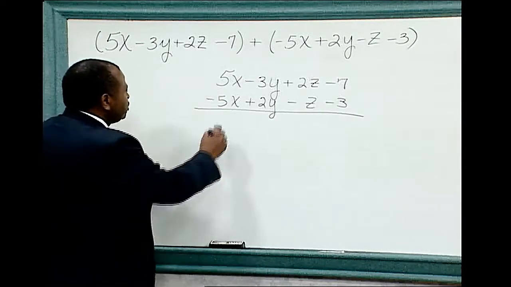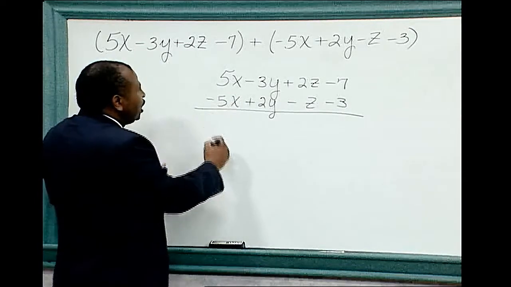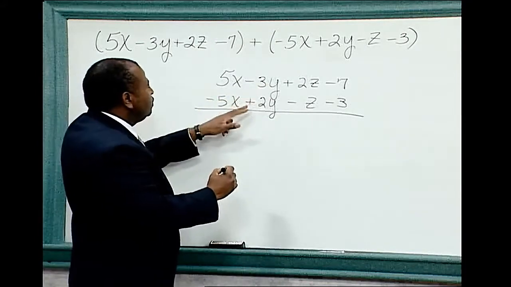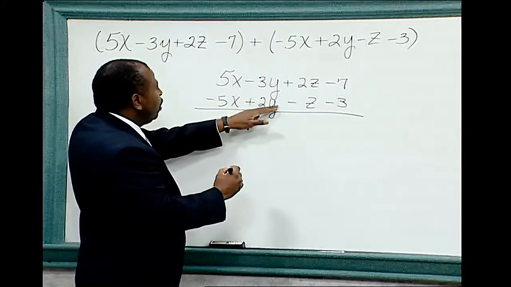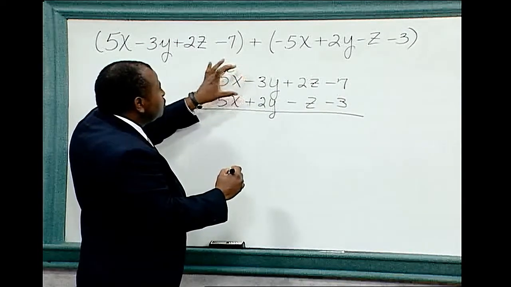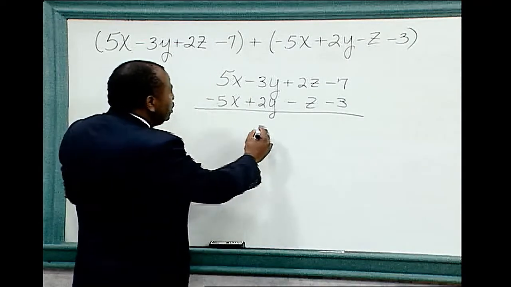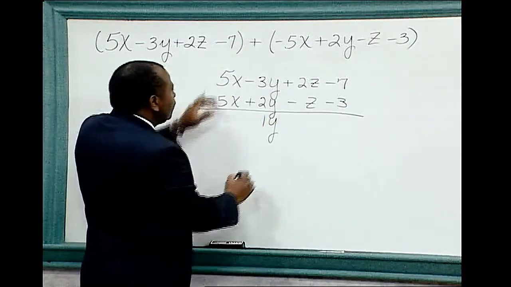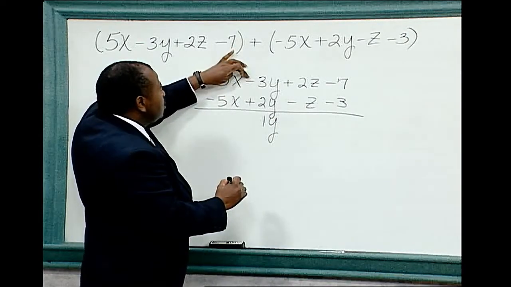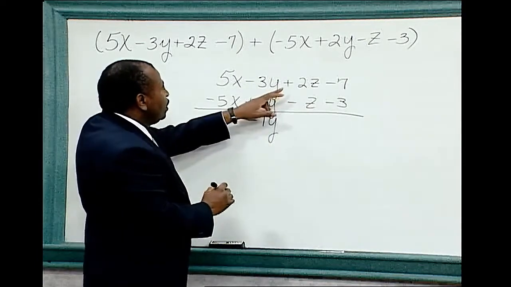So we got 0x. When you get 0x, there's no need to write the x, because that's like saying no x or 0x. A negative 3y plus a positive 2y. In addition, when the signs are different, we subtract. We subtract and we take the sign of the largest number. 2 from 3 leaves 1y. The 3 is the largest number. The 3 is negative. Therefore, the solution is a negative 1y.